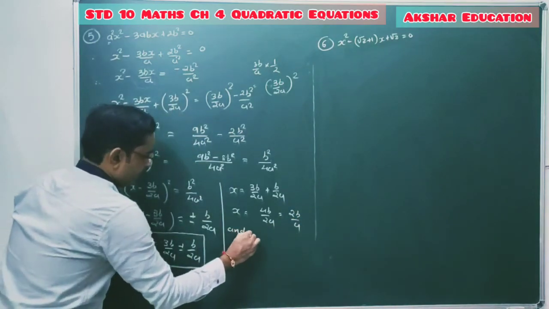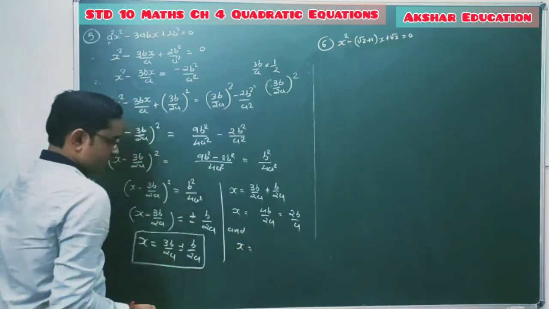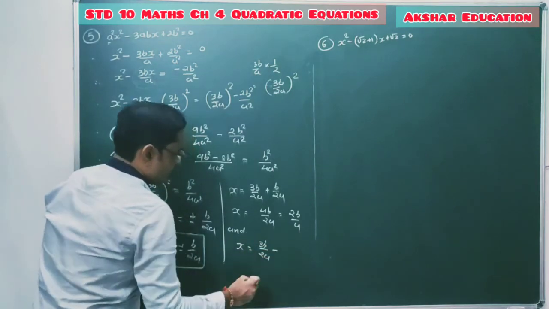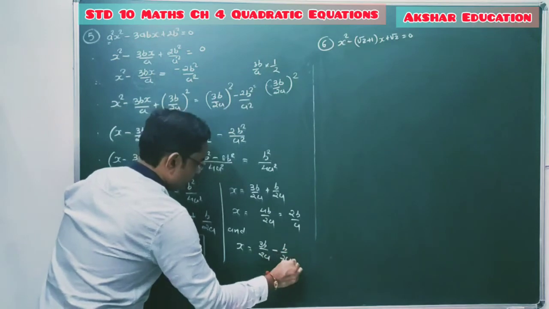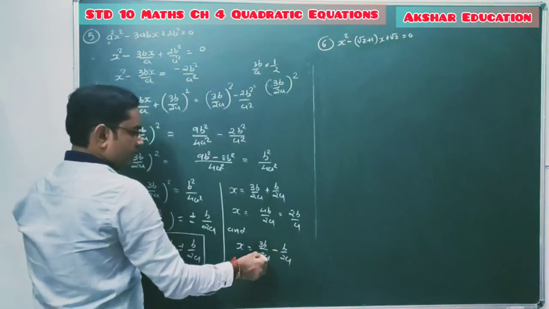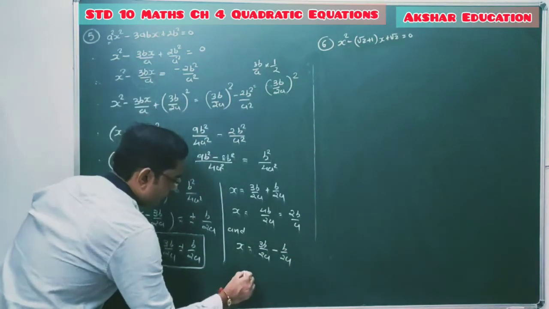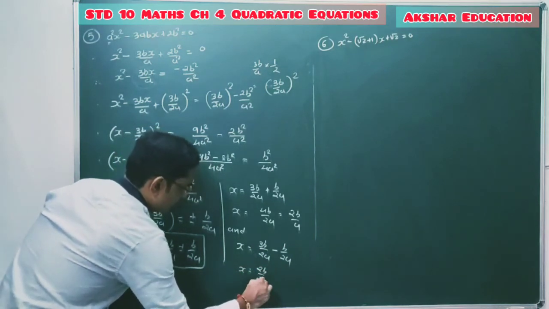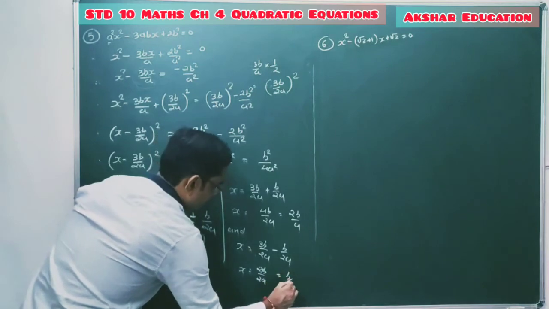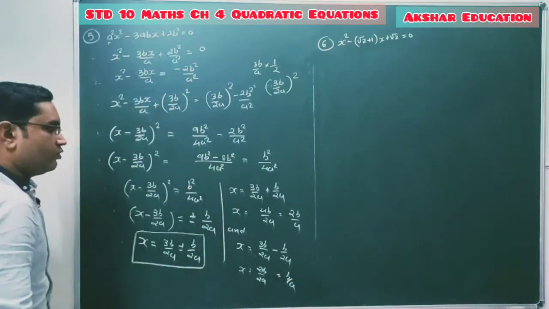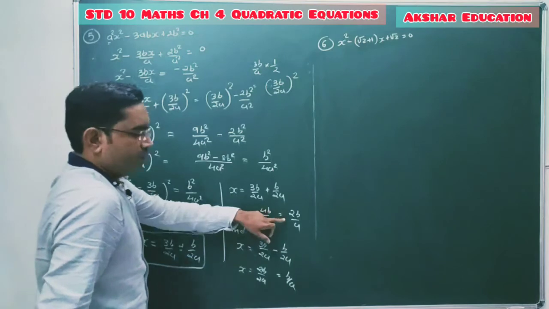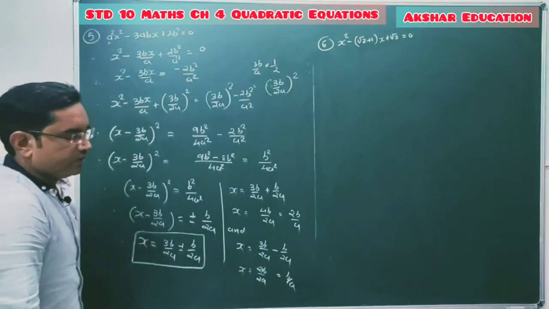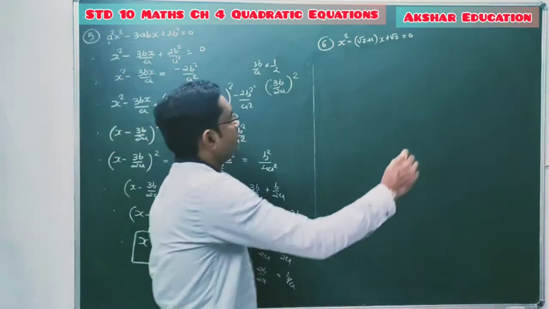And for the second value of x, you have to consider the minus sign, which is 3b by 2a minus b upon 2a. Again 2a is the LCM, 3b minus b is 2b by 2a. So x equals 2b by 2a, 2 cancels, it is b by a. So two values of x are there: x equal to 2b by a and x equal to b by a. Clear students? So this is how you can solve your question number 5.